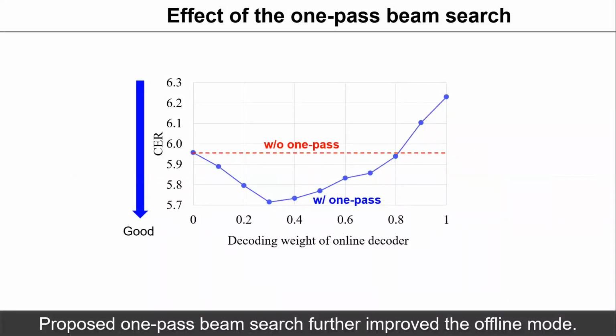This figure shows the effect of the one-pass beam search. The horizontal axis shows the decoding weight for the one-pass beam search, and the red and blue lines show the results without one-pass beam search and with one-pass beam search. As shown in this table, the proposed one-pass beam search further improved the offline mode.